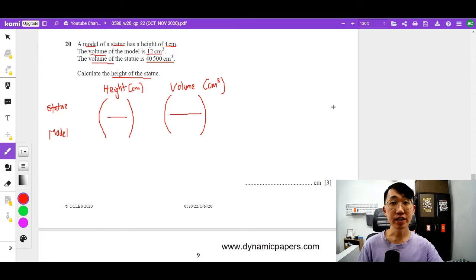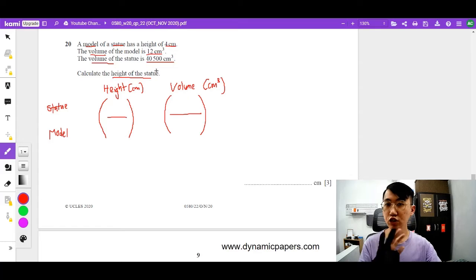Question 20 is actually similar objects, where you'll be given 2 objects, okay? So let's read this question. A model of a statue has a height of 4 cm. The volume of the model is 12 cm cube. The volume of the statue is 40,500 cm cube. Calculate the height of the statue.